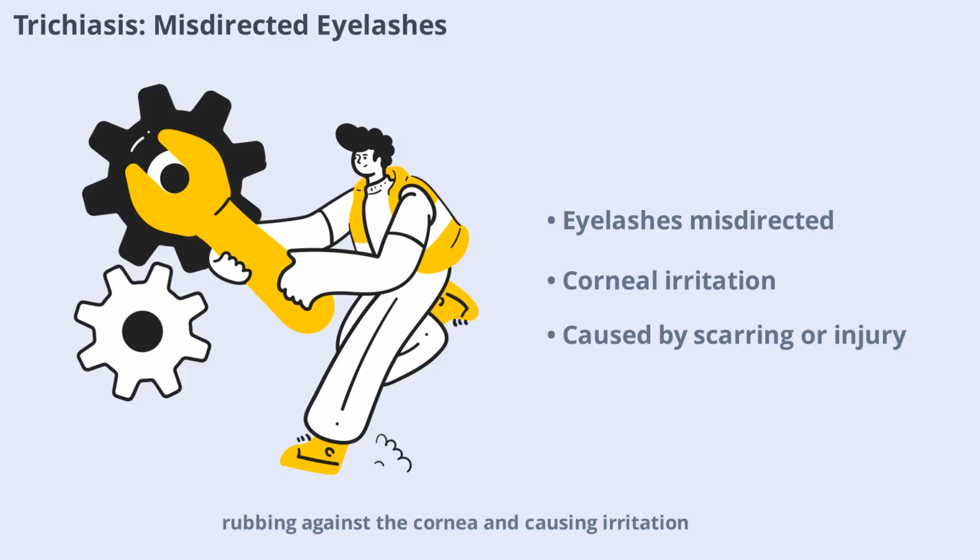Trichiasis is a condition where eyelashes grow in the wrong direction, rubbing against the cornea and causing irritation. The lid margin remains in its normal position. In some cases, an extra row of lashes, known as distichiasis, may be present. Common causes include scarring from trachoma or burns, blepharitis, injuries, or eyelid surgeries. Symptoms include foreign body sensation, watering, photophobia, pain, and sometimes corneal ulceration.